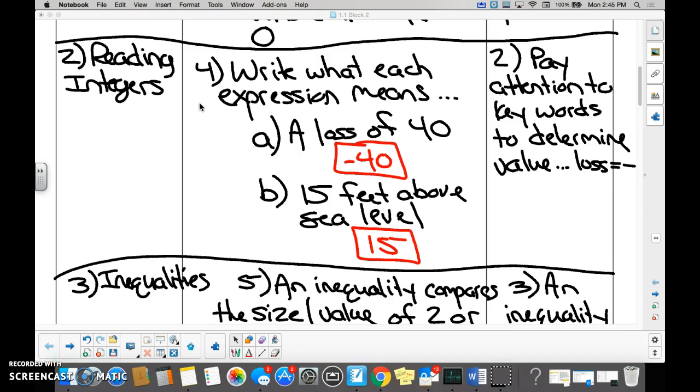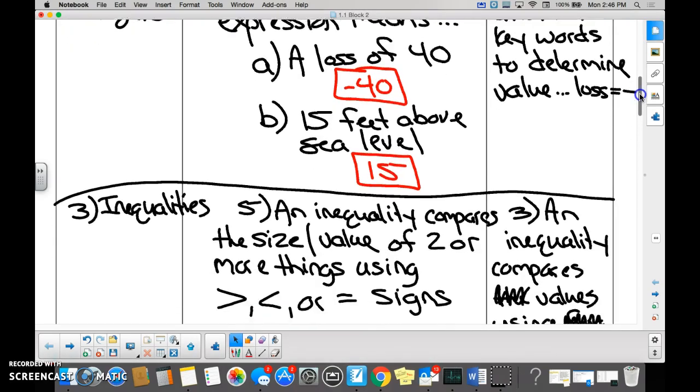Above, just the word above, right? Does above mean positive? Yeah. Gain. Is gain a positive or a negative? Positive. Decline. Negative. Good. We get the idea there.